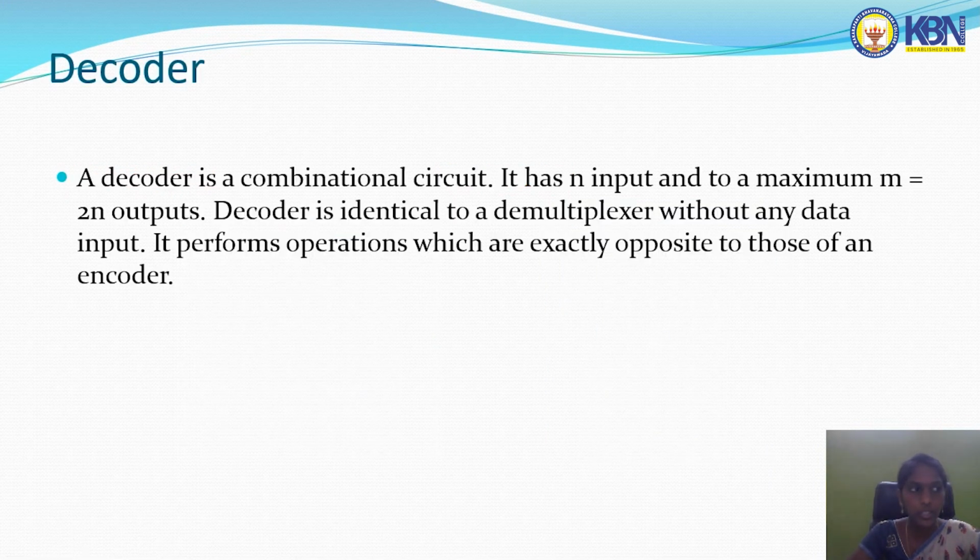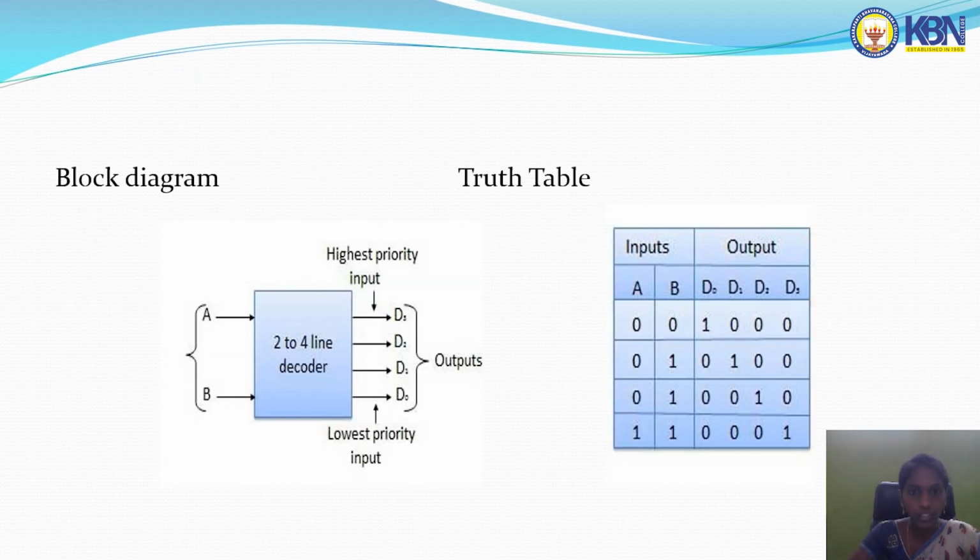Decoder. A decoder is a combinational circuit. It has n inputs and a maximum of m equal to 2^n outputs. A decoder is identical to a demultiplexer without any data input. It performs operations which are exactly opposite to those of an encoder. This is the block diagram.